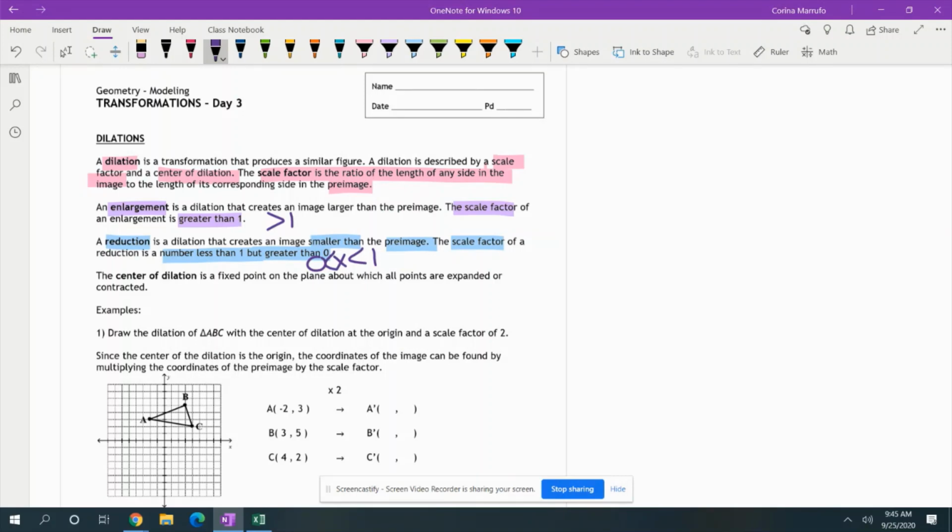So then the center of dilation is a fixed point on a plane about which all points are expanded or contracted. Okay, so that is called your center of dilation.